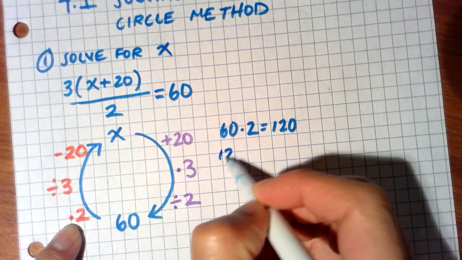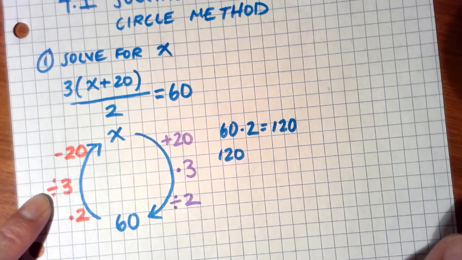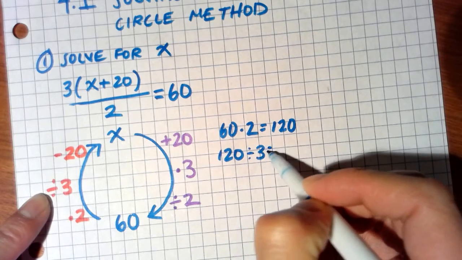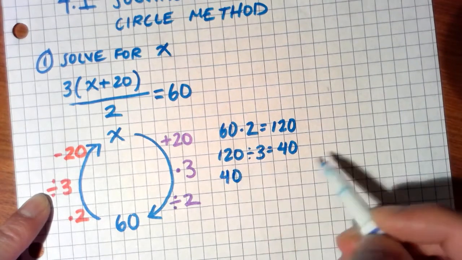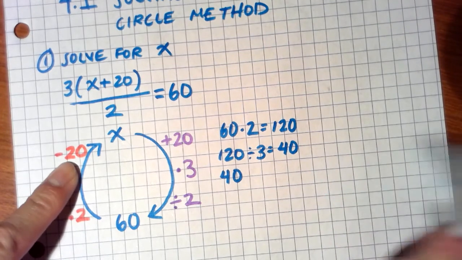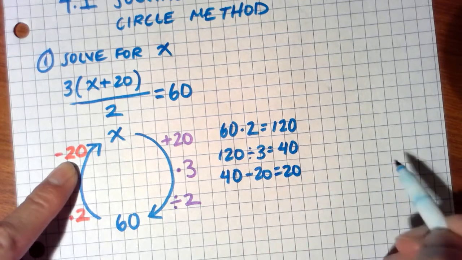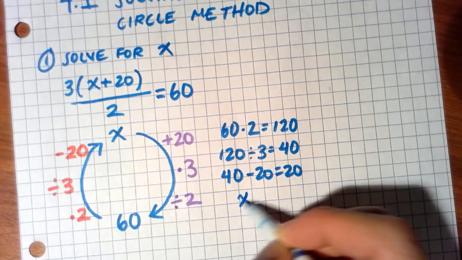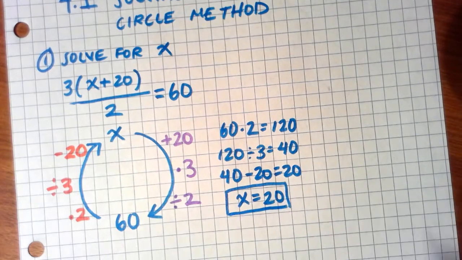Then I'm going to take that 120, and keep going around the circle. The next thing that happens is we're dividing it by 3. So I'll do 120 divided by 3. That equals 40. Then I take that 40, and keep going around the circle to work my way back towards x. The next step is to subtract 20. So 40 minus 20 is equal to 20, and that brings me back to x. So now I know that x is equal to 20. And now I've just solved for x.